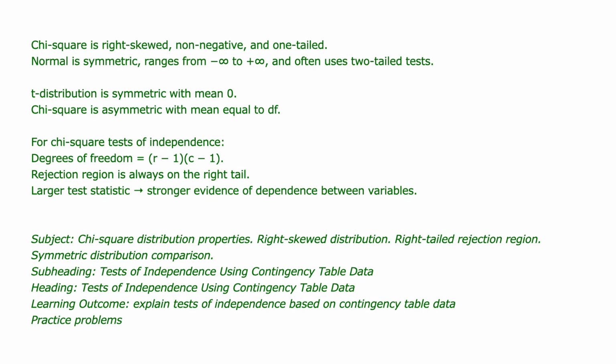Contrast with symmetric distributions. The chi-square is distinguished from the normal and t-distributions by being asymmetric and non-negative. For tests of independence, degrees of freedom is specifically R minus 1 times C minus 1, which dictates the specific critical value on the right tail of the distribution.